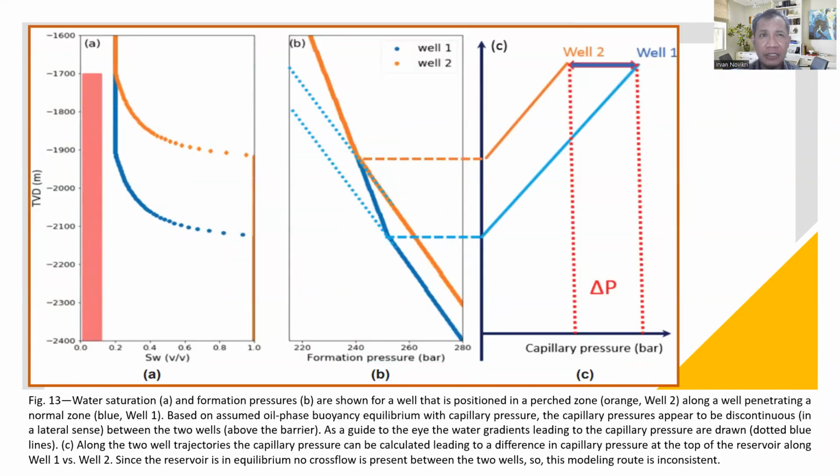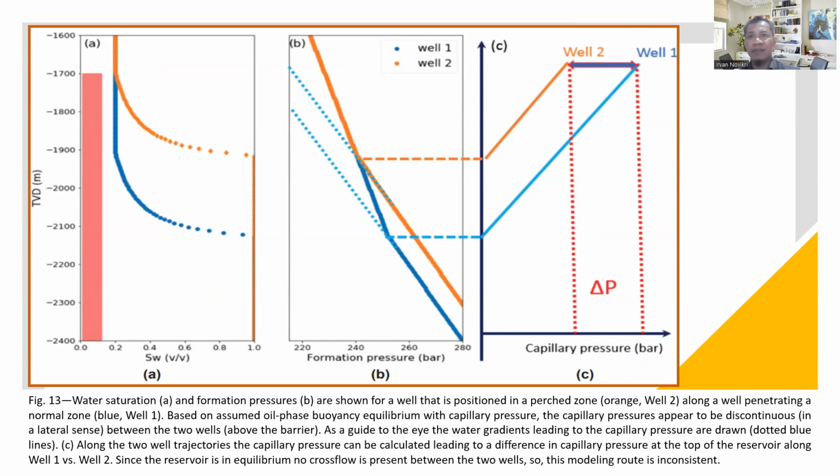Figure 13, I believe, illustrates water saturation and formation pressure for the two wells. One is positioned in the perched zone, well number 2, in orange, and the other penetrates the normal zone, well number 1, shown in the blue line.